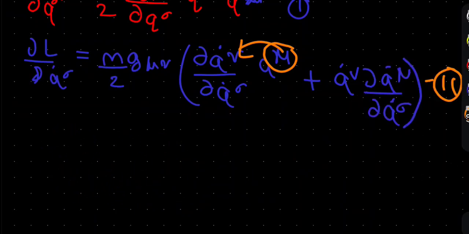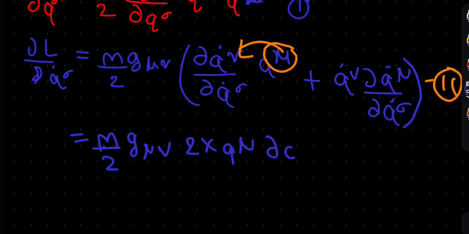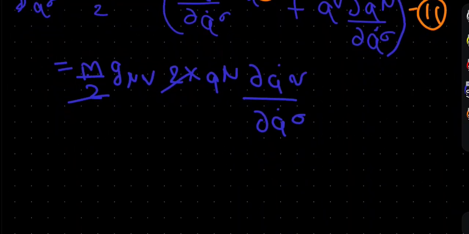When you add this, you get m by 2 g mu nu, and since these are symmetric equations, you can write this as 2 into q dot mu q dot nu divided by del q dot sigma. This 2 and 2 will cancel out, and in the next equation you are left with m.